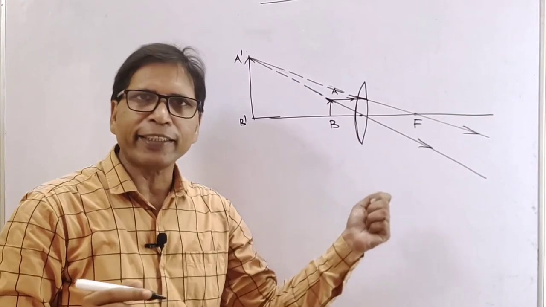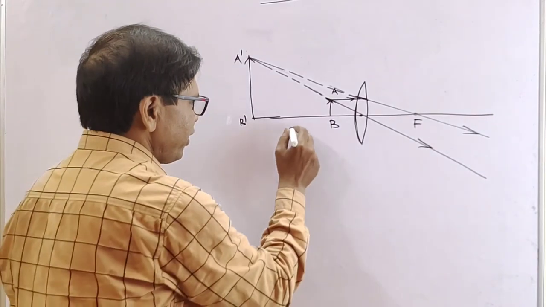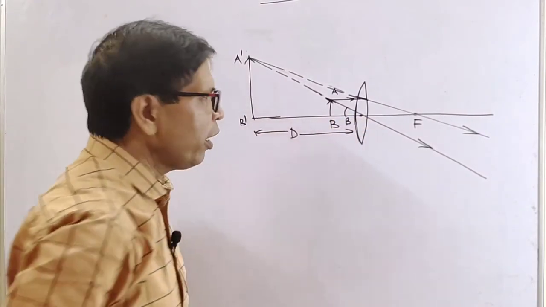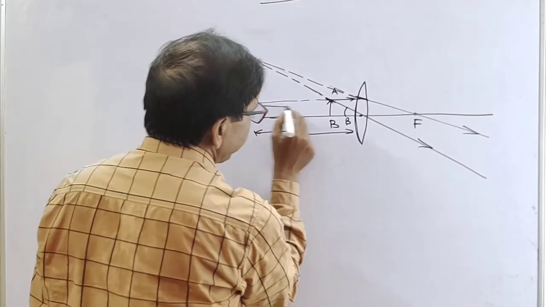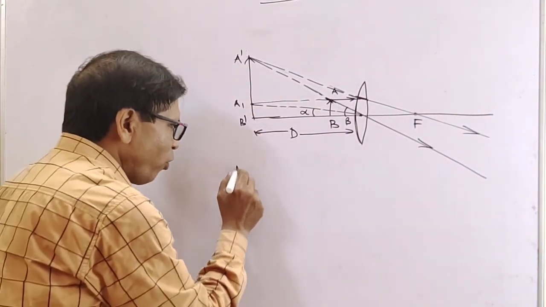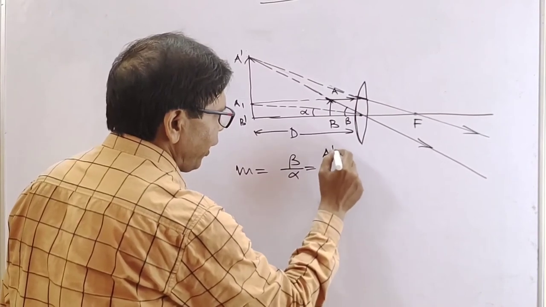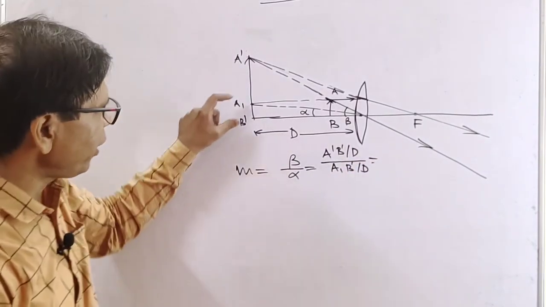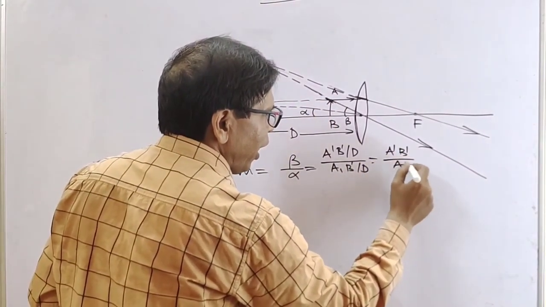Now the lens is so adjusted that the final image is formed at the least distance of distinct vision. This is D. And the angle made by the image at this position is beta. Now look at this. A line is drawn here. Suppose this is A1. So the object makes an angle alpha at the least distance of distinct vision. So here angular magnification m equals beta by alpha. Now beta is equal to A dash B dash divided by D, and alpha is A1 B dash divided by D. Now look at this. A1 B dash equals AB. So here A dash B dash divided by AB.